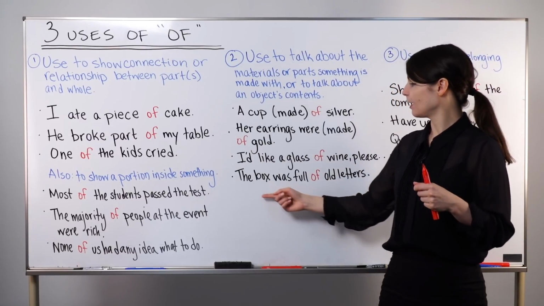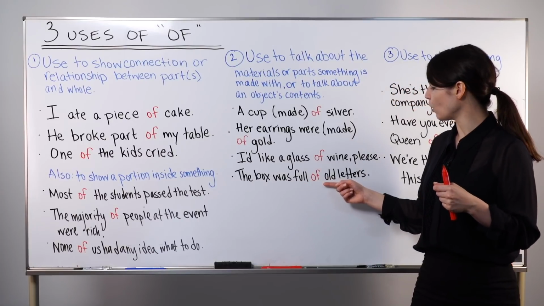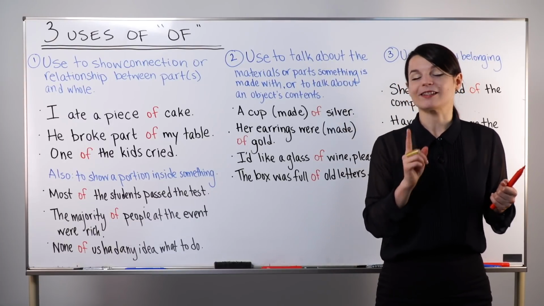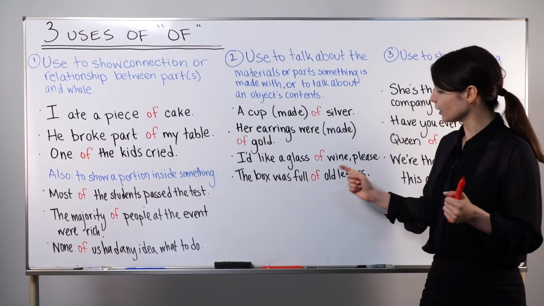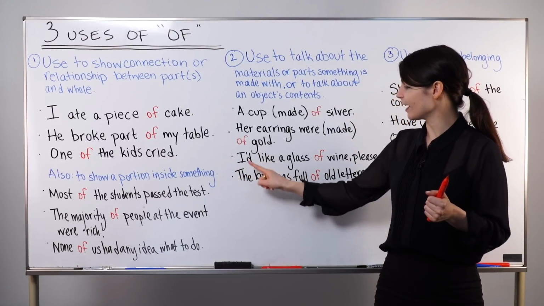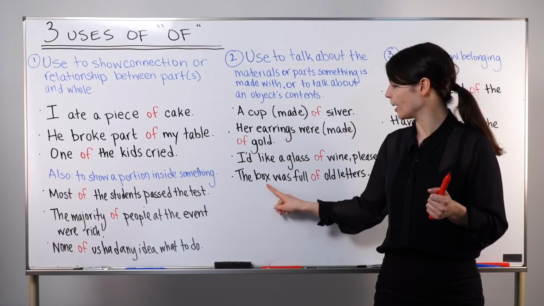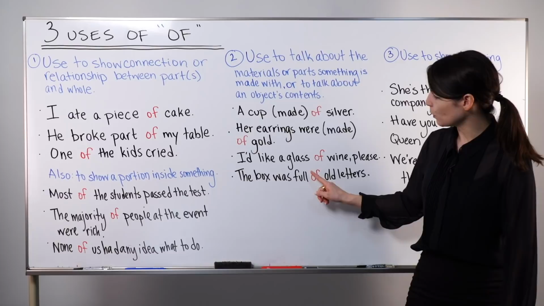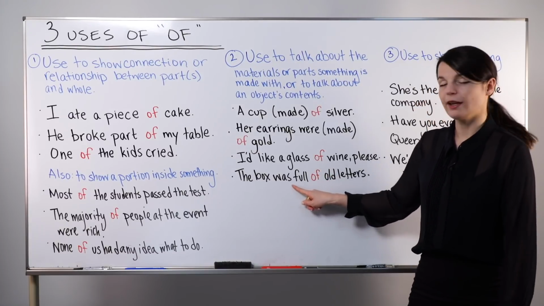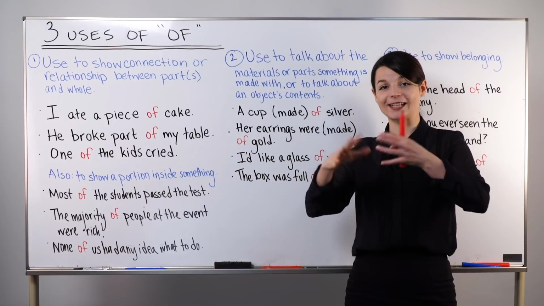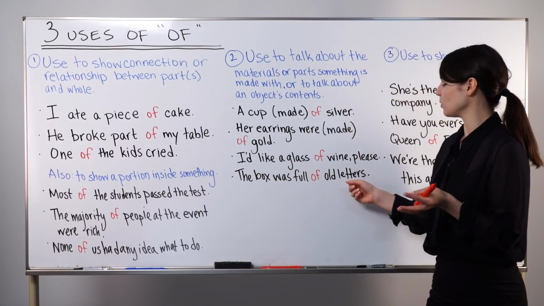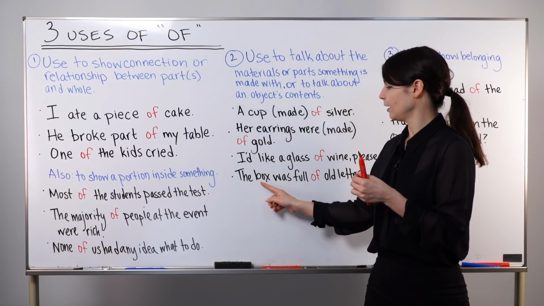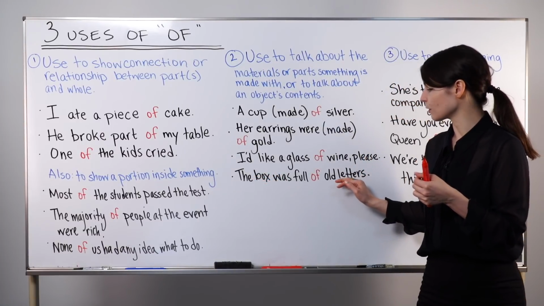One more example of this. The box was full of old letters. This one does not use an uncountable noun. Here, we're talking about a box. In this case, the contents of this box were old letters. We're using of here because full is a good hint word. Full means like 100% of the inside of the box was old letters. So we're connecting the item, the object, to its contents with the word of.